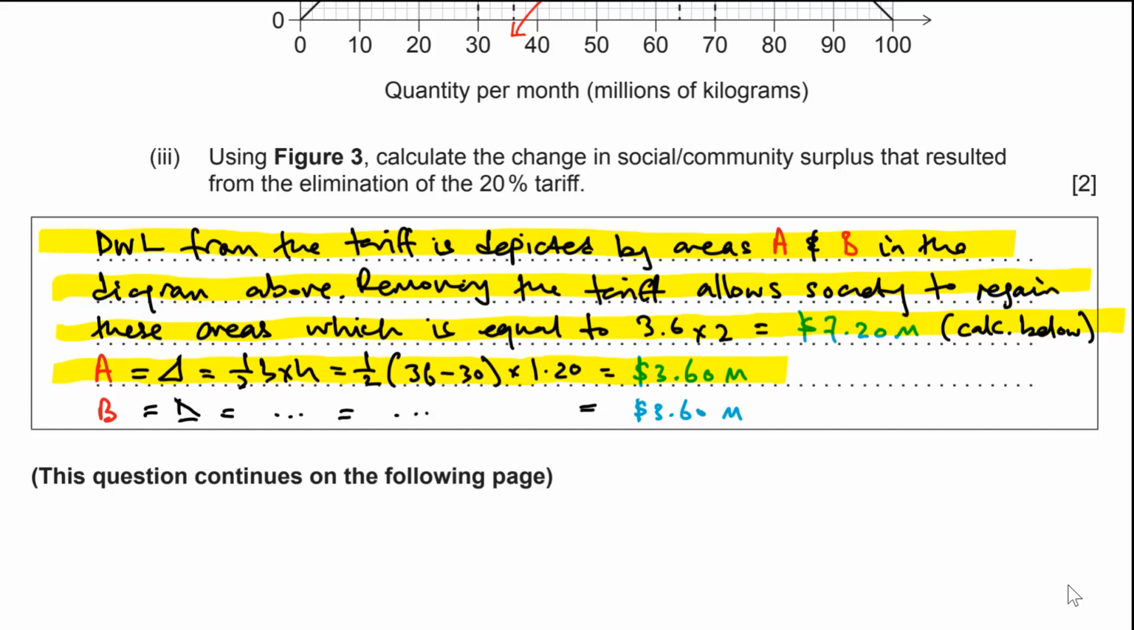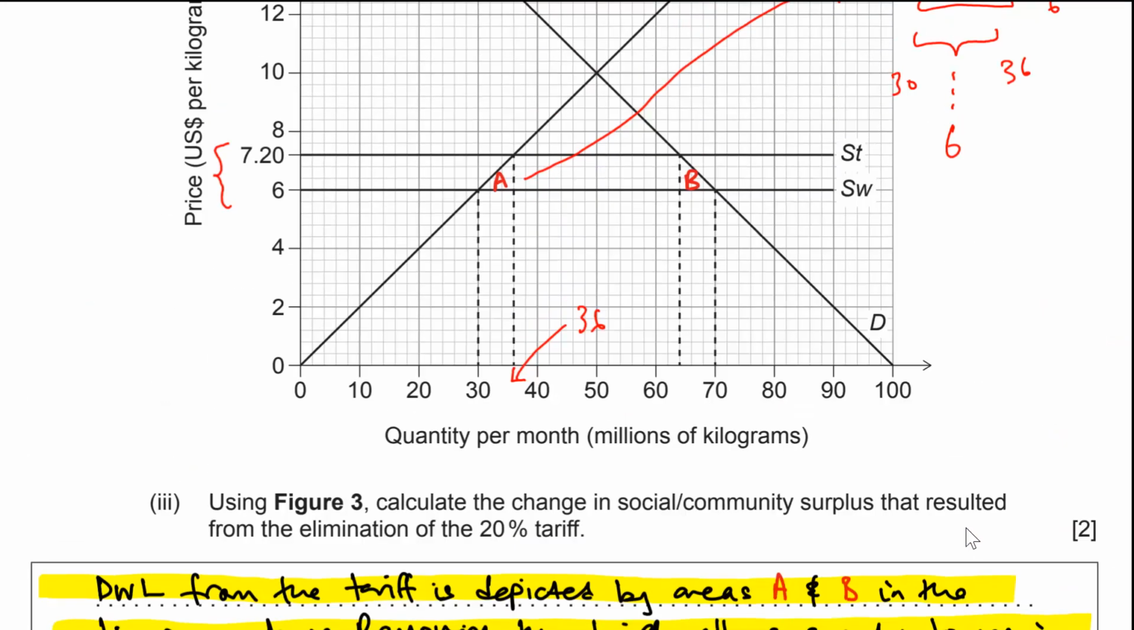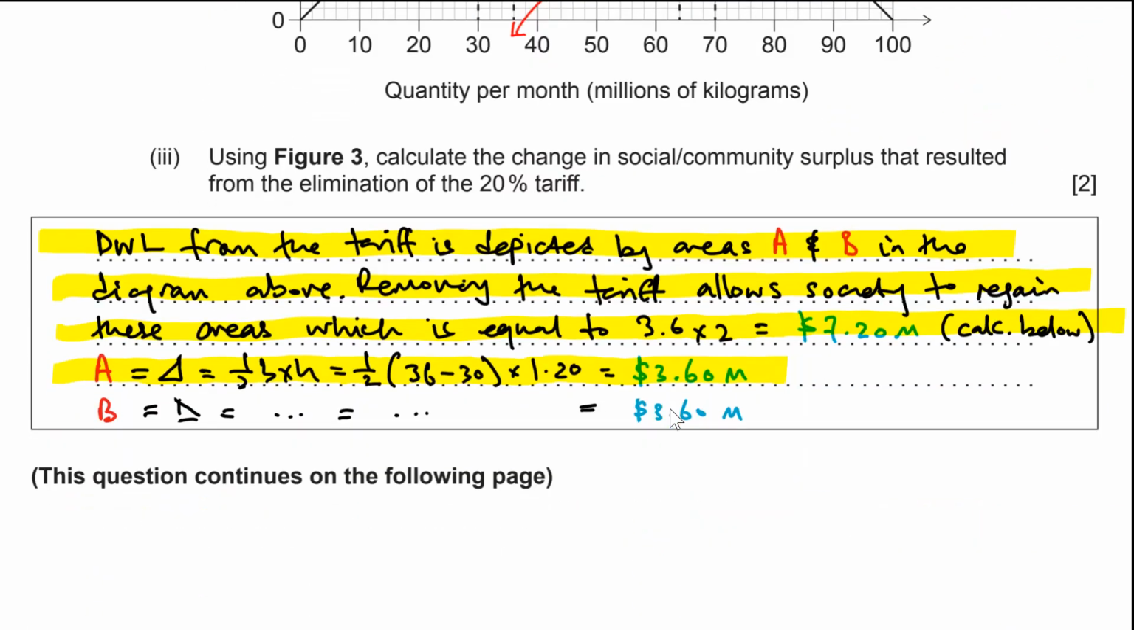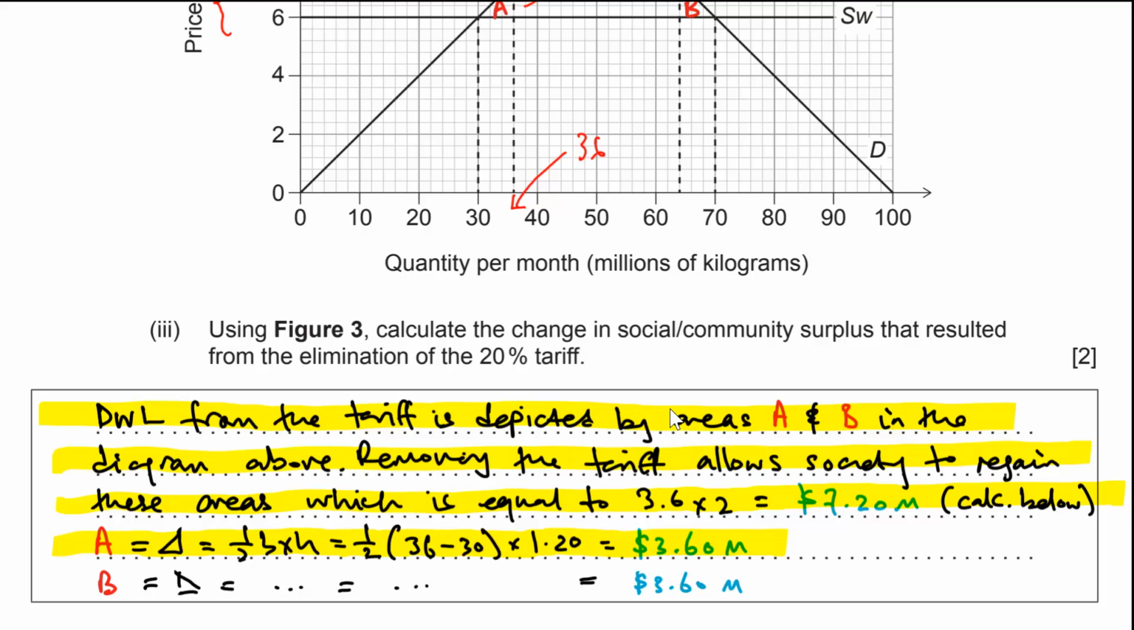And don't forget, we need to have area B as well. Now, B happens to be the same as A because, as you can see from the diagram, A and B are the same. They're just flipped. They're symmetrical. That one is just the mirror image of the other. Since we only care about the area, we don't care about left or right. B is also going to have the same area as A, which is 3.6 million. So if you add the 3.6 million from A to the 3.6 million from B, you end up with 7.2 million, which is the total amount of deadweight loss, which is how much the country would regain if you were to remove these tariffs. All good? Okay, let's move on.